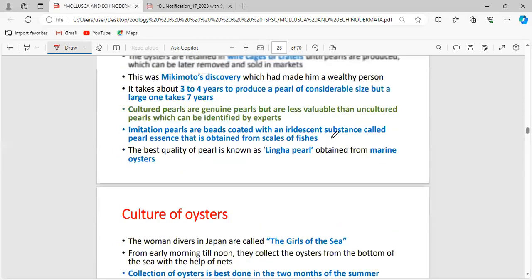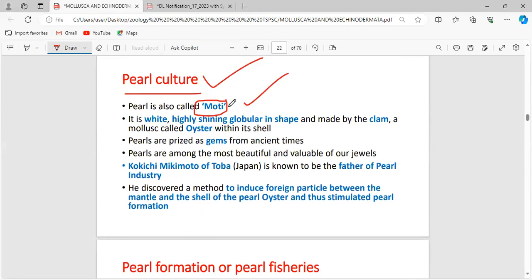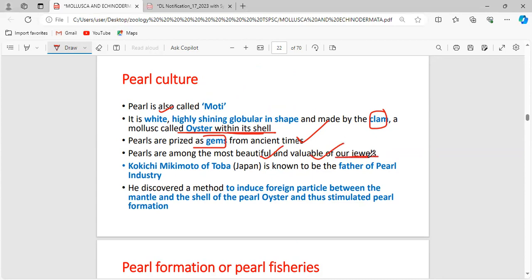Okay, let's come back to the pearl culture. Pearl is also said to be moti. It is white in color, highly shining, and globular in shape, made by the clam. Clam is a mollusca, called an oyster within its shell. Pearls are prized as gems right from ancient times. Pearls are the most beautiful and valuable jewels, and they are involved in ornaments only.